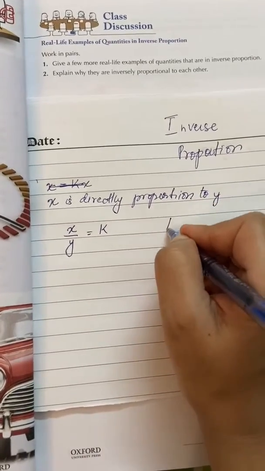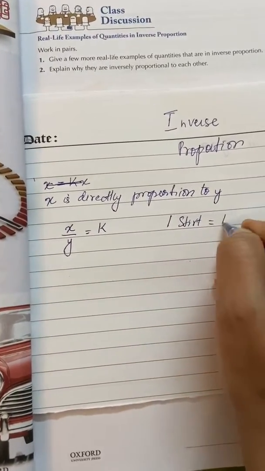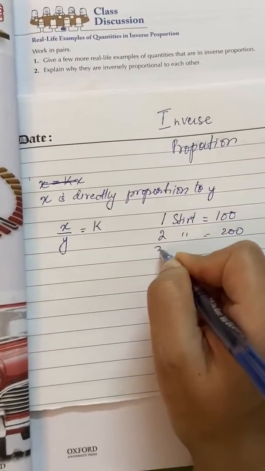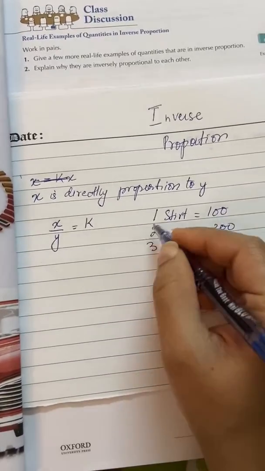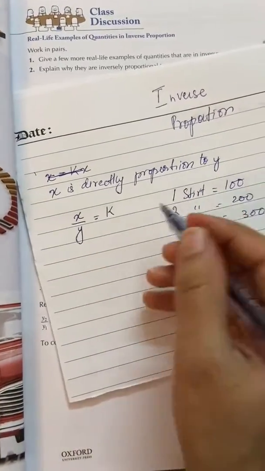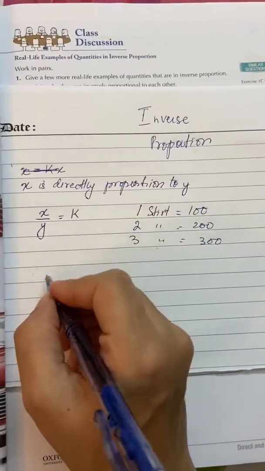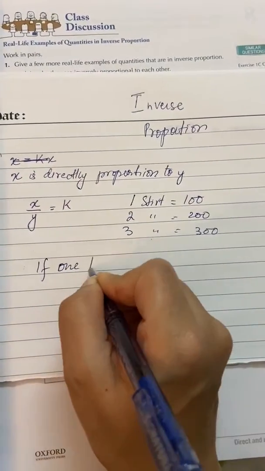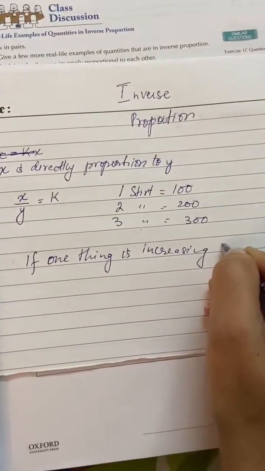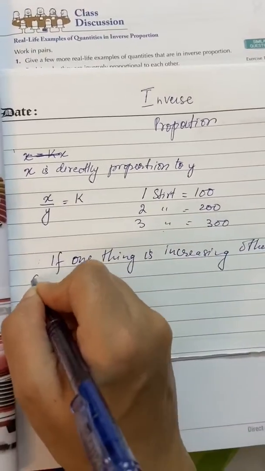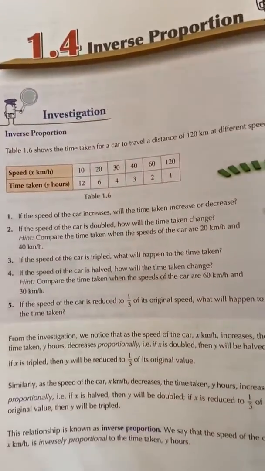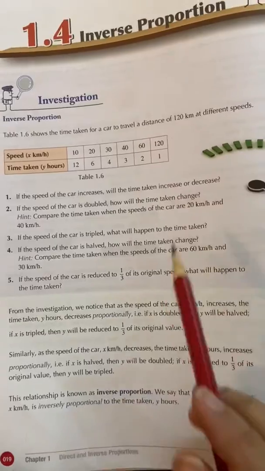If the price of one shirt is 100, the price of two shirts will be 200, three shirts will be 300, and so on. If one thing is increasing, the other thing is also increasing. But in inverse proportion, it is totally opposite, it is inverse. If one thing is increasing, the other is decreasing.